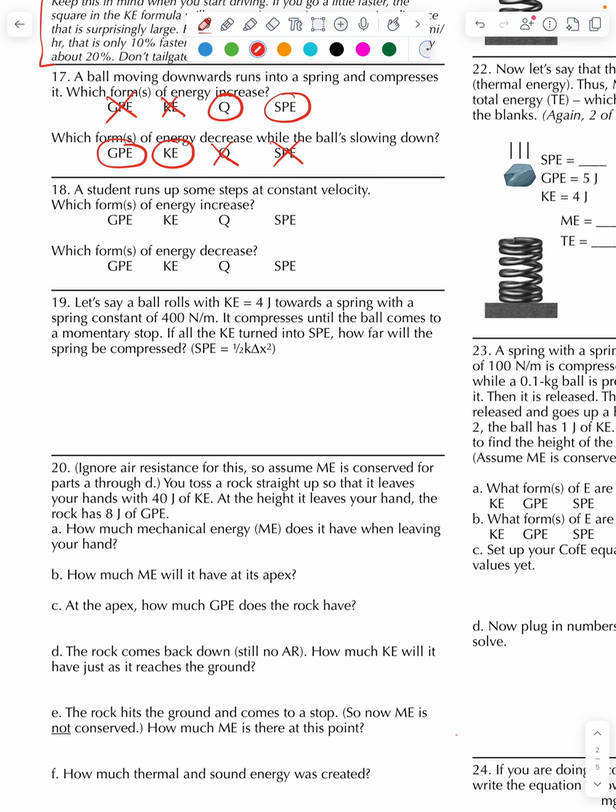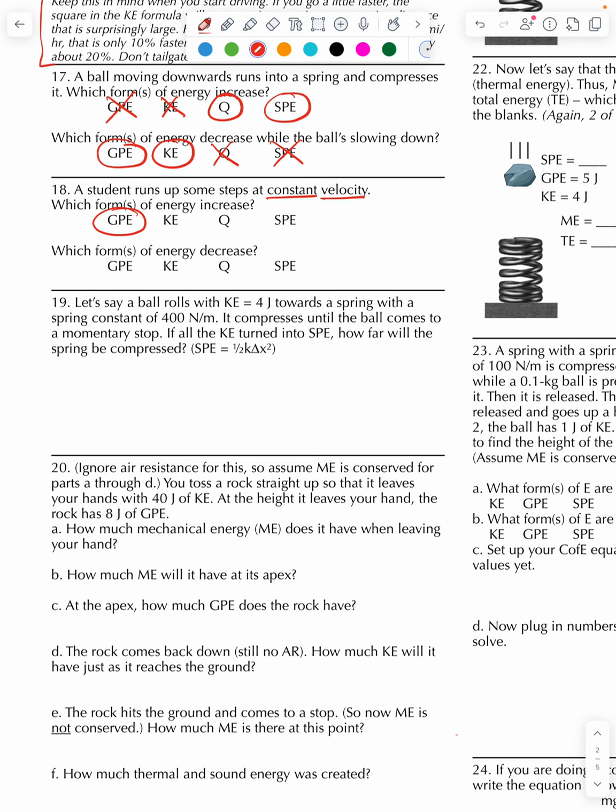Here's kind of a tricky one. I think this is going to cover one of my trick questions here, or maybe not, we'll see. A student runs up some steps at constant velocity. Which form or forms of energy increase? Well, if he or she is running up the steps, they're getting farther away from the ground, so GPE must be increasing, right? How about KE?